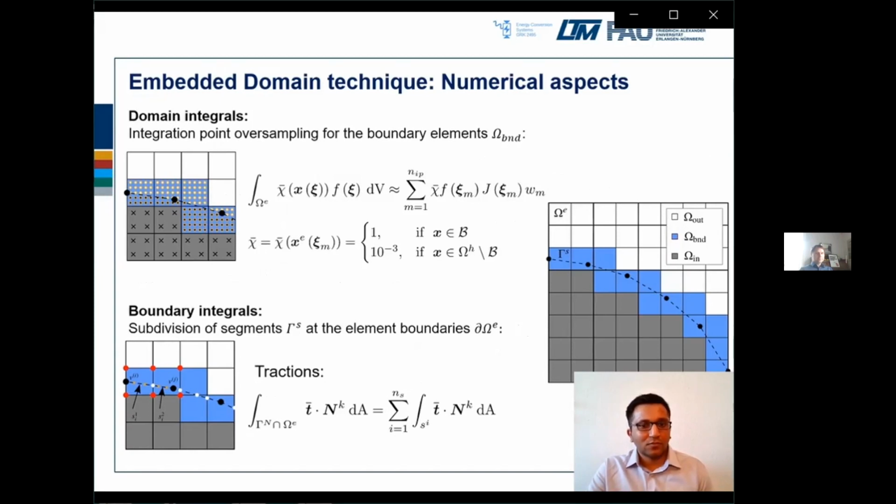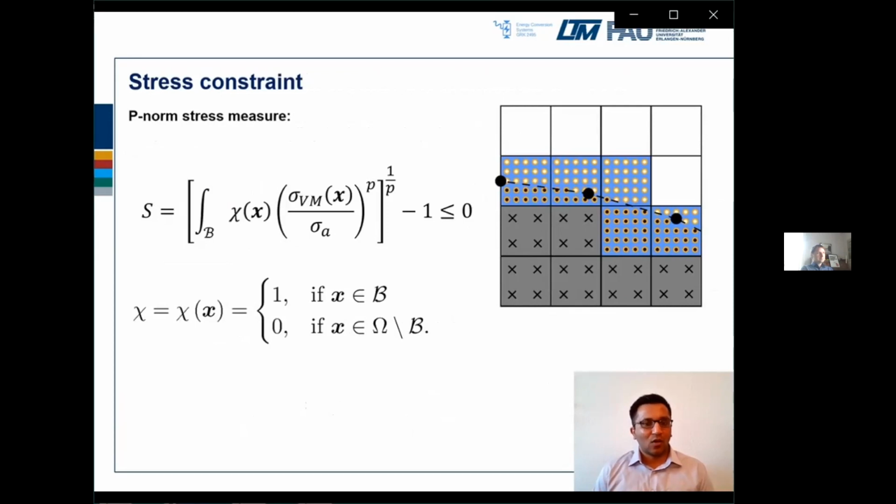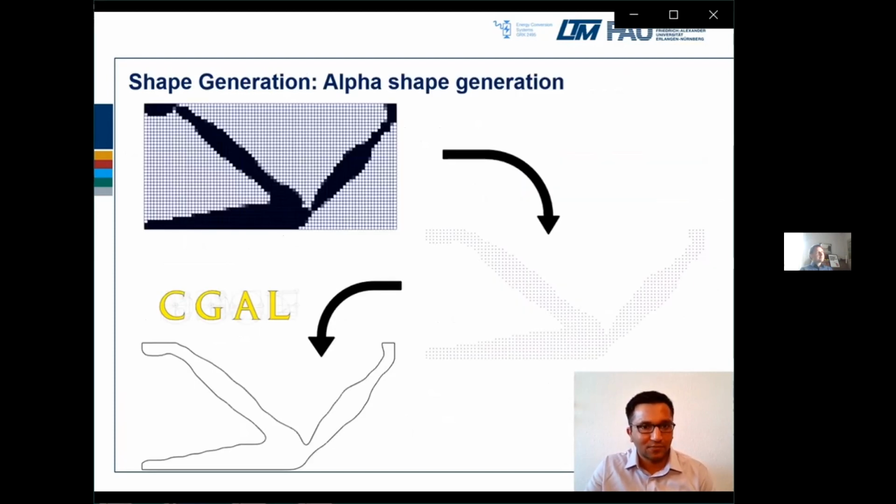Further, the line integral is performed on the boundary of the embedded domain and the contributions are assigned to the local elements of the computational domain. Coming back to our optimization problem, we introduce a p-norm stress constraint in the shape optimization phase. Again, to evaluate the stresses at the boundary element, we use the characteristic function xi.